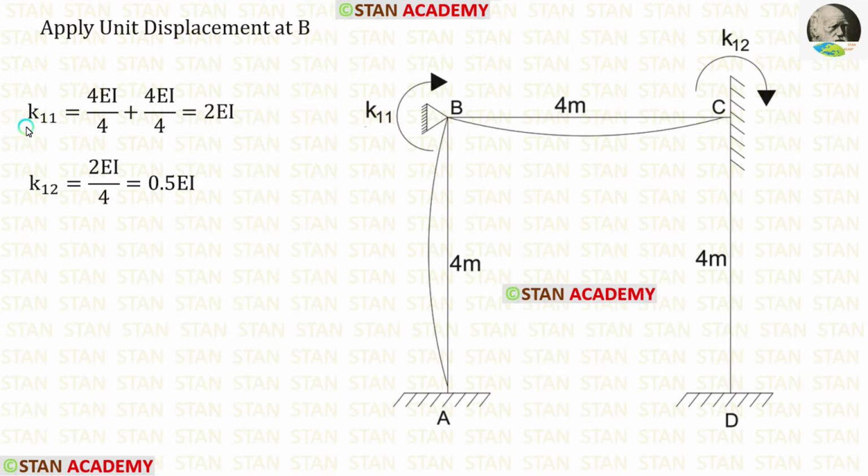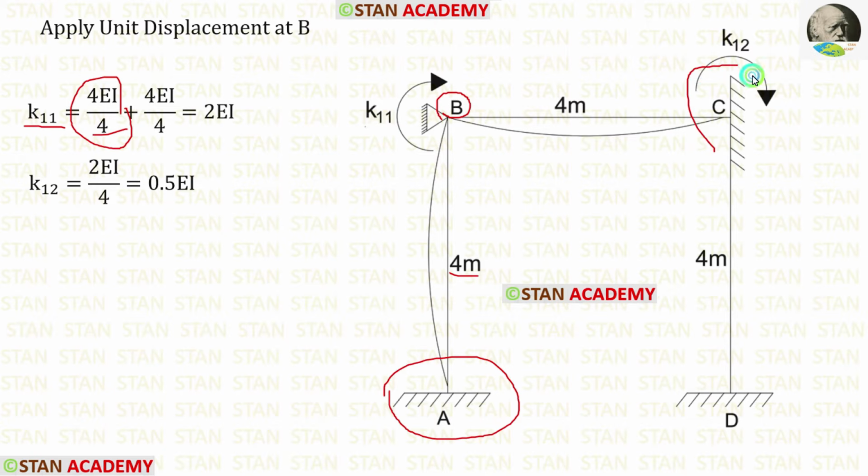Now let us find K11. For that, from the point B, we have to look other ends. In the end A, there is a fixed support. If the far end is fixed, the formula for the stiffness is 4EI upon L. Length of BA is 4. Let us apply that. Now let us look other end C.